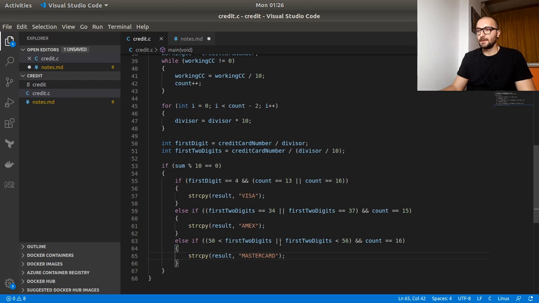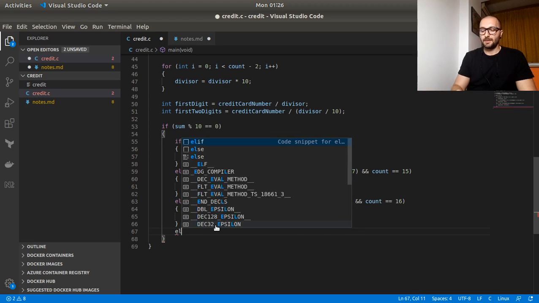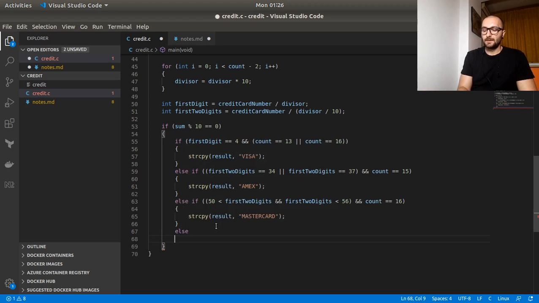Actually, I think this needs to be, so it's not or. I think they should both be valid. So first two digits must be greater than 50 and less than 56. Okay, yep. So else, we don't need the parentheses, we just need the curly brackets. This will be invalid.